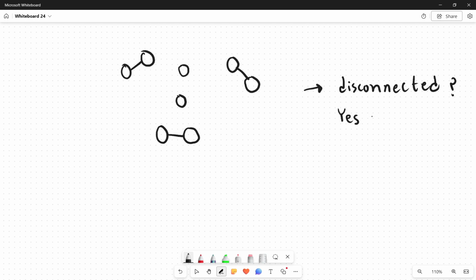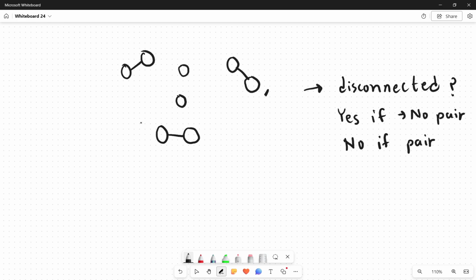Yes, if any pair is not there. So if at least one pair is there, the answer will be no, right? No if a connected pair of vertices is there, and yes if no pair. And what if a pair is there? Can we convert it into a tree?